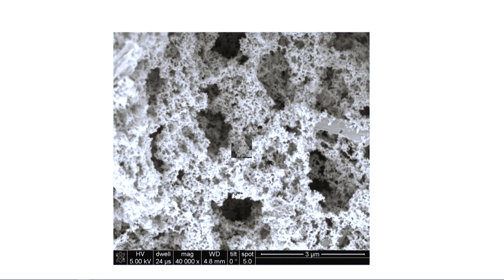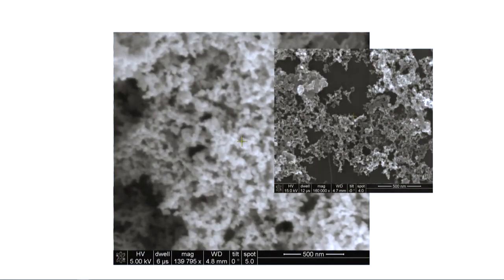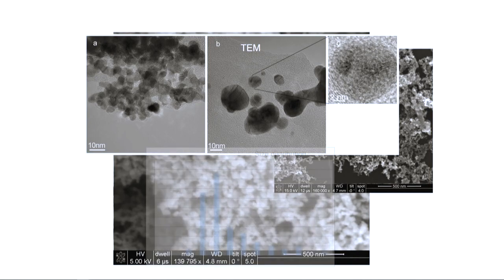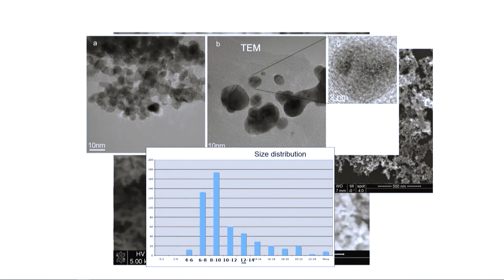You can also see the nanoparticles here. You can even analyze the size distribution. It's actually a very nice way of making nanoparticles. If we add a surfactant to the solution, we can make colloidal solutions of nanoparticles, but that was not our main interest. Our main interest was to understand what was happening.